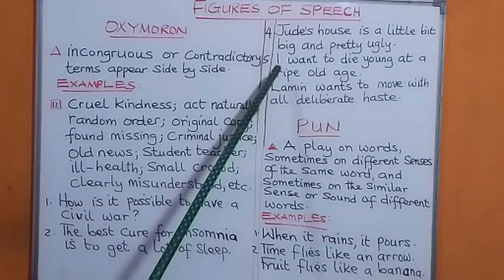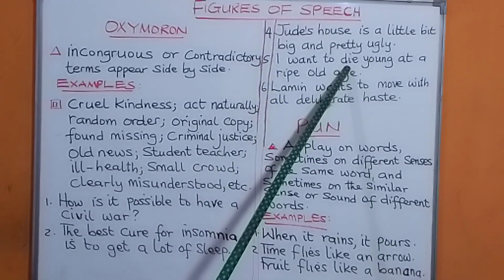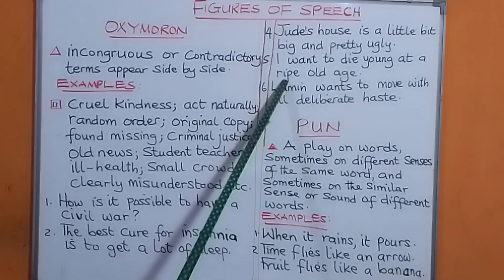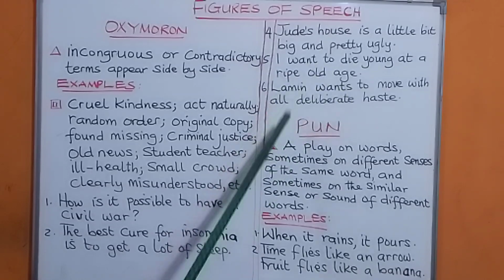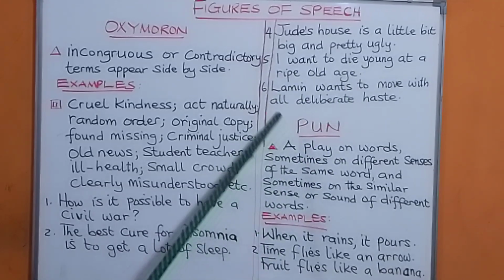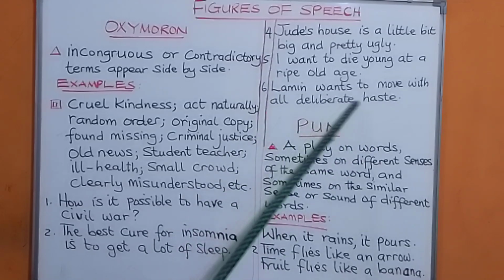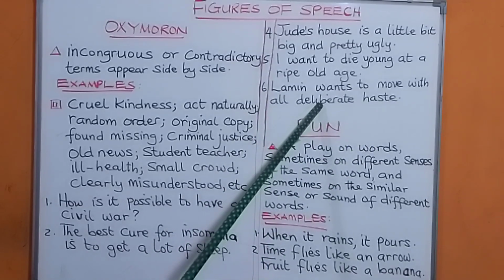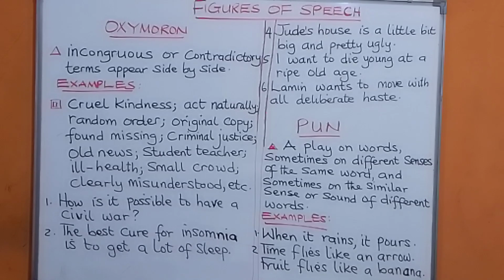That is oxymoron. Number five, I want to die young at a ripe old age. Die and young, ripe old age. That is oxymoron. Number six, Ramen wants to move with all deliberate haste. You say deliberate, and at the same time you are saying haste, quick. Deliberate haste. That is oxymoron. Let's go to another figure of speech.